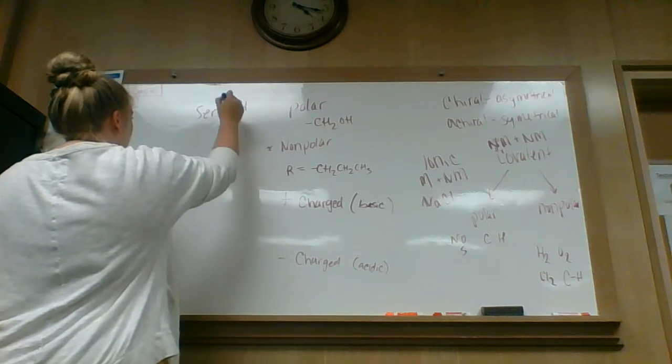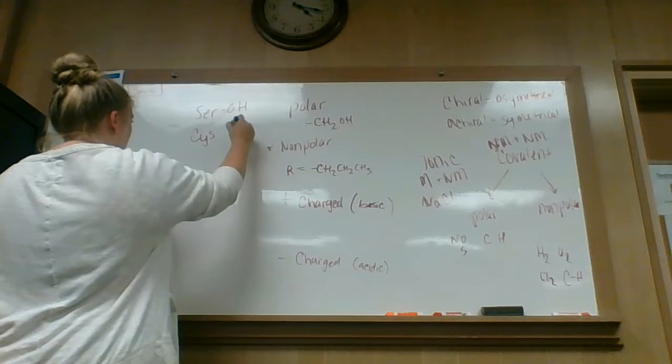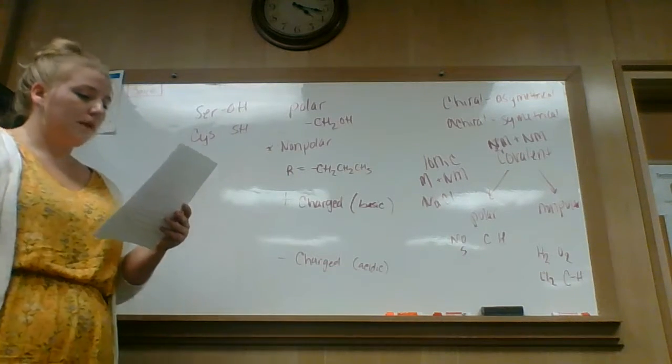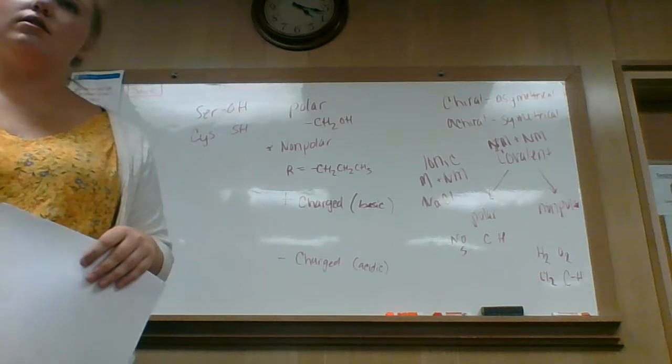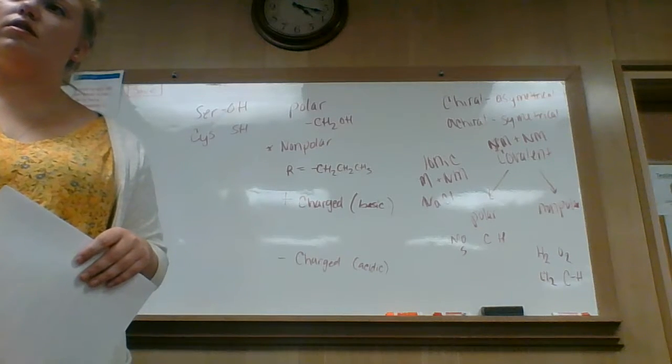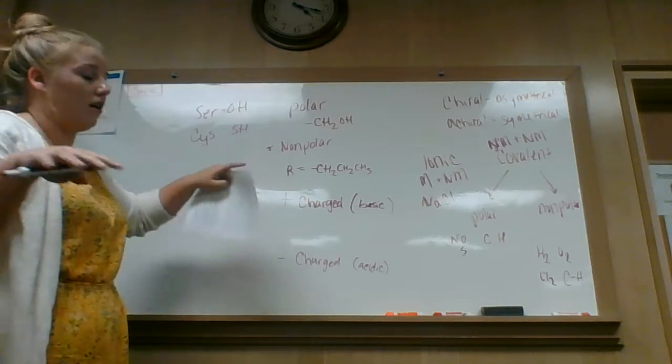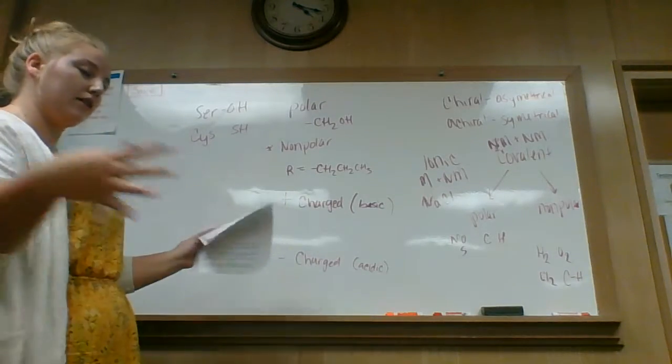Serine, you should know, has the OH group. Cysteine has the thiol group. Do you remember him talking about disulfide bonds? That's between the S and S. Yeah, exactly. So it's when two cysteine groups, they're not necessarily next to each other in the amino acid.